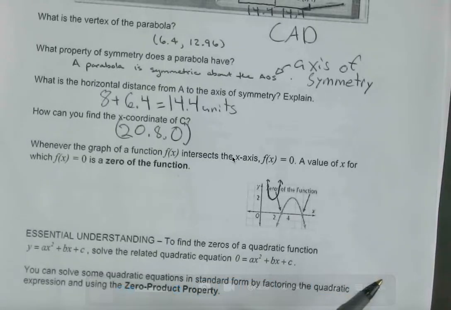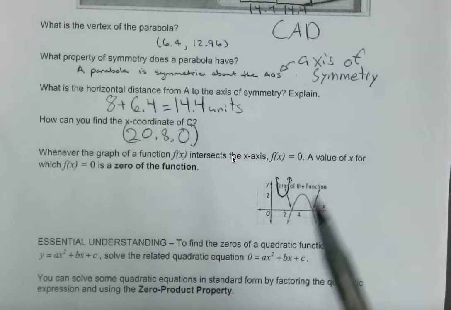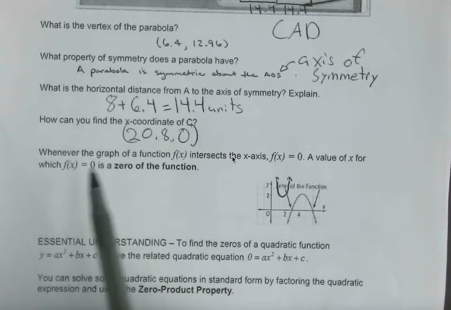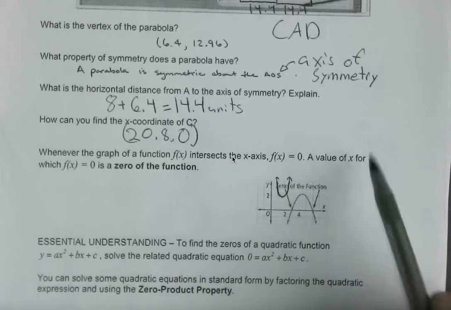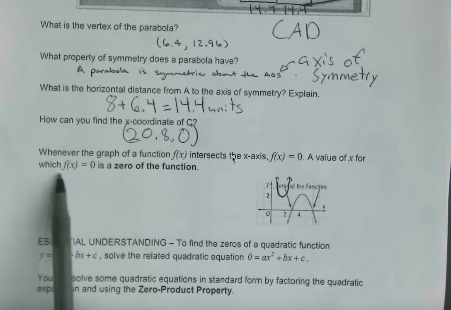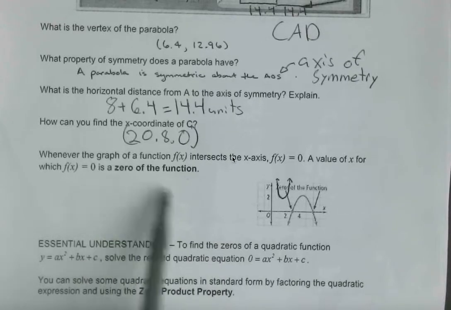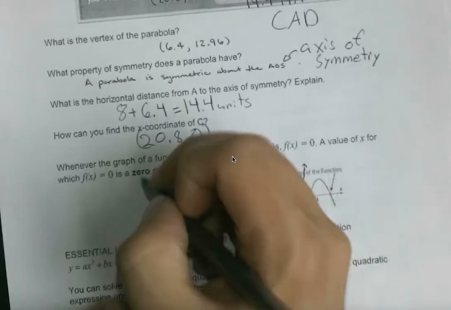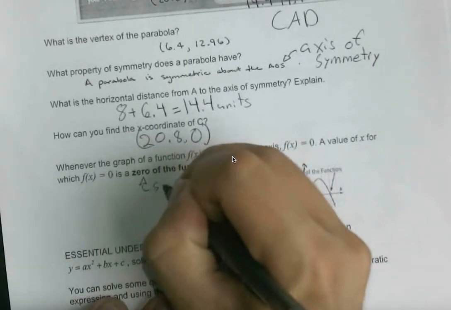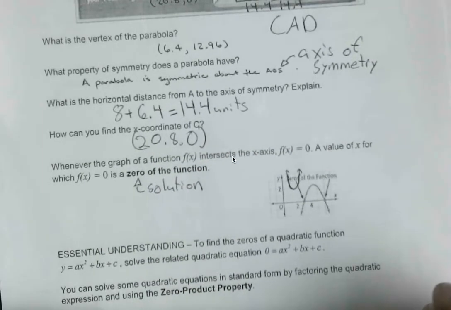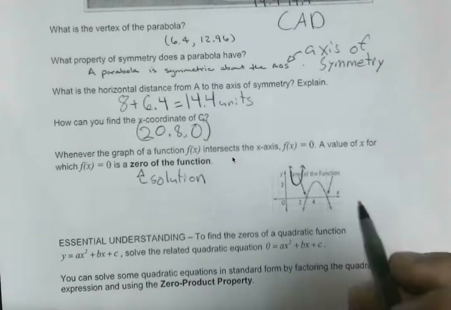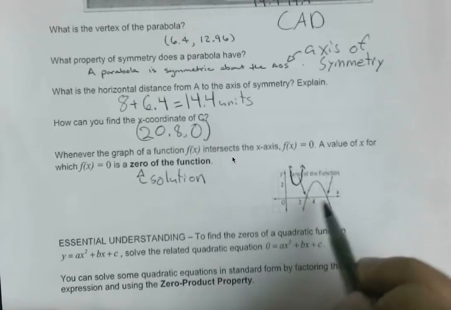So we just saw all of this explained in a real-life context. As we go back into the math portion, we'll see that whenever the graph of f of x interacts with the x-axis, f of x equals 0. A value of x for which f of x equals 0 is considered a zero of the function, sometimes considered a solution to the function. As we see from this example, we have two of them.